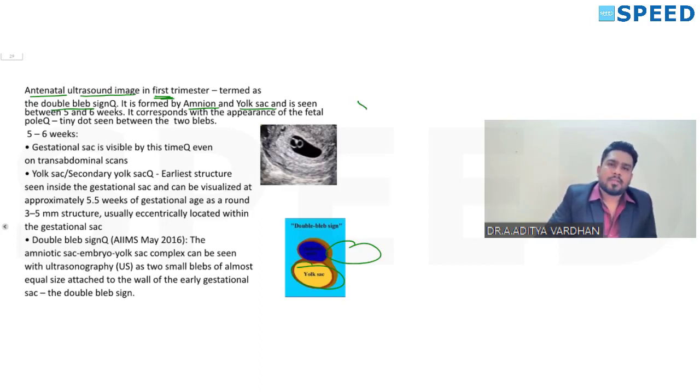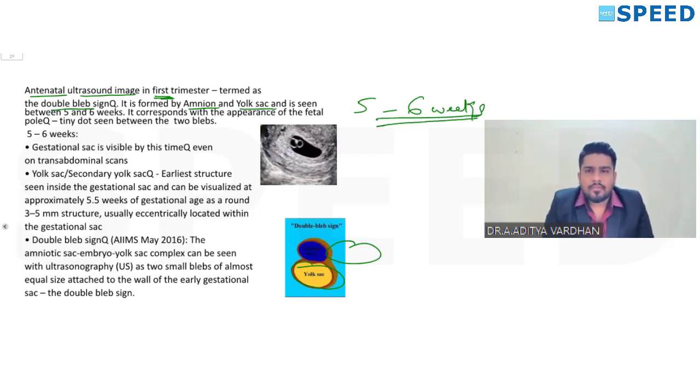At what time will it be seen? It will be seen at 5 to 6 weeks. In the entire obstetric radiology, whenever they give you weeks, it means transvaginal ultrasound, with the probe inside the vagina. It is not transabdominal ultrasound. So remember, 5 to 6 weeks means transvaginal. Double bleb sign corresponds with the appearance of the fetal pole.